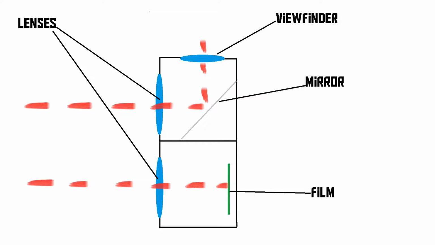However, there is a slight problem. If you take the picture, the actual image that will be on your film looks slightly different from what you saw through the viewfinder, and that is because the lens of the viewfinder is above the lens that actually takes the picture.